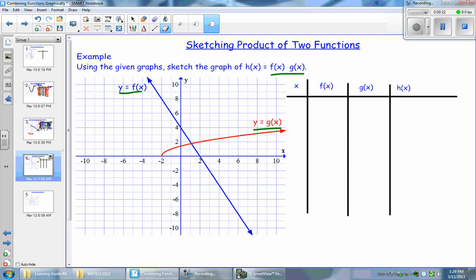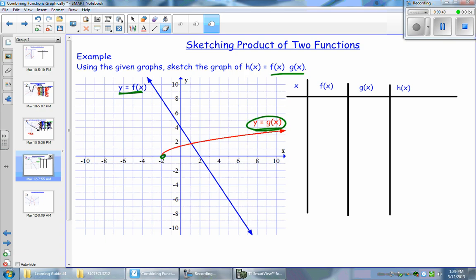Okay, so the first thing you want to do is pick some x values. But before you do that, you need to take a look at the domains of each function. y is equal to f of x looks like a linear function and there's no breaks, okay? So that means all the x values are defined for that graph. But it's not the same case for this graph right here.